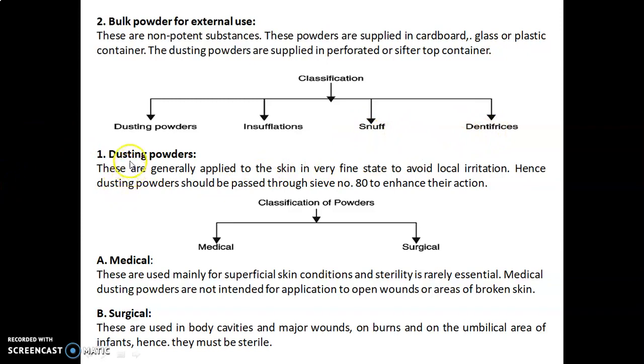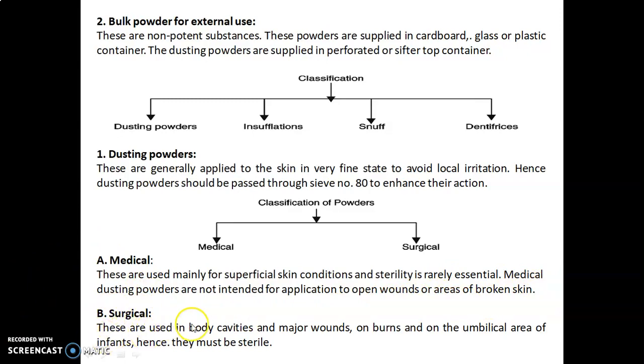We will discuss dusting powder. These are generally applied to the skin in very fine state to avoid local irritation. Hence, the dusting powders should be passed through sieve number 80 to enhance their action. Classification of dusting powder is medical and surgical. There are two classes. We will discuss the medical one. These are used mainly for superficial skin conditions and sterility is rarely essential. Medical dusting powders are not intended for application to open wounds or areas of broken skin.